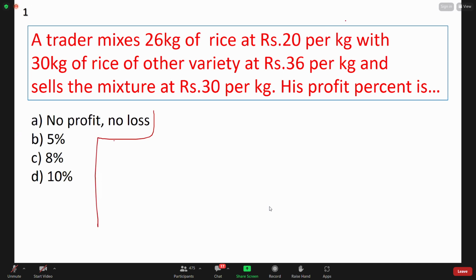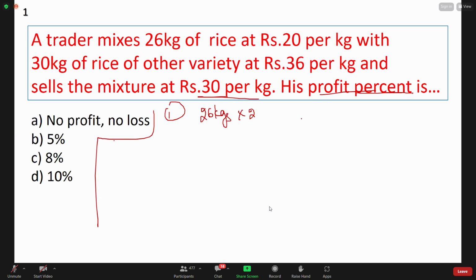A trader mixes 26 kg of rice at 20 rupees per kg with 30 kg of rice of another variety at rupees 36 per kg, and he sells the mixture at 30 per kg. What is his profit percentage? So, first case, 26 kgs of rice at 20 per kg. What is the total cost? Write it down.